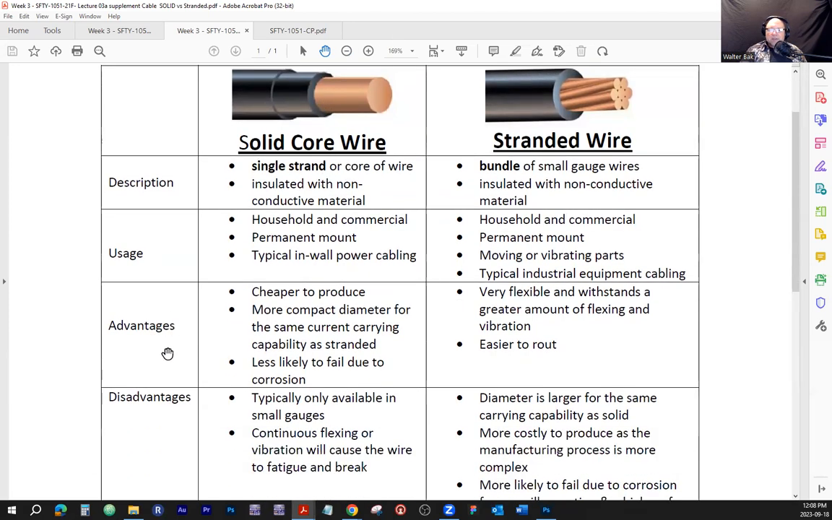And then we have the advantages or disadvantages. Okay, well, solid core wire is less expensive to produce. It has a more compact diameter for the same current carrying capability as stranded. So, of course, what this means is that in order to achieve the same ampacity, and ampacity is the ability to carry a certain amount of current.